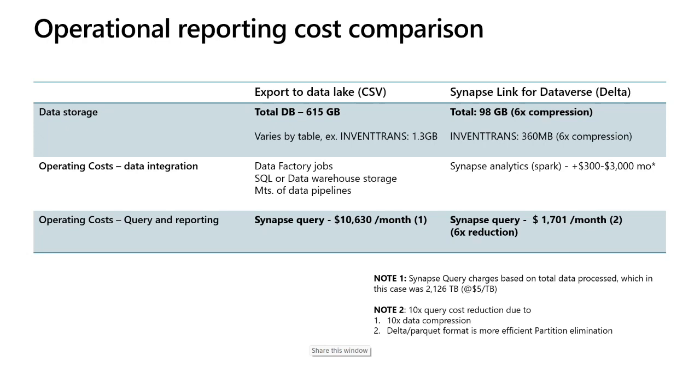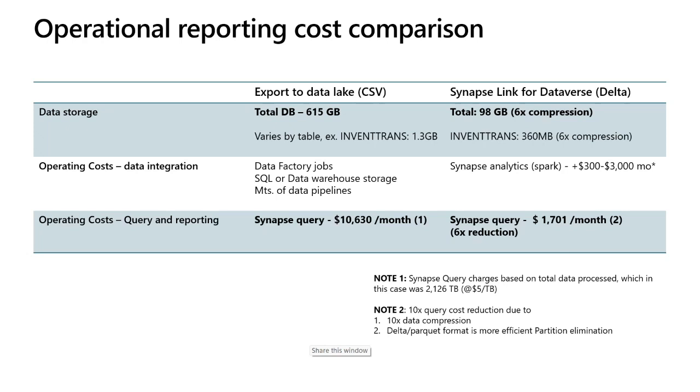If you're reading this CSV data, the amount of data processed is how the Synapse serverless cost model works. In this example, the customer has 615 gigabytes of data in CSV, but their monthly data read from the Synapse queries, as you can see here in the note, was 2,126 terabytes, and the cost of Synapse serverless is roughly $5 per terabyte. So this mathematics takes you to a monthly cost of $10,000.